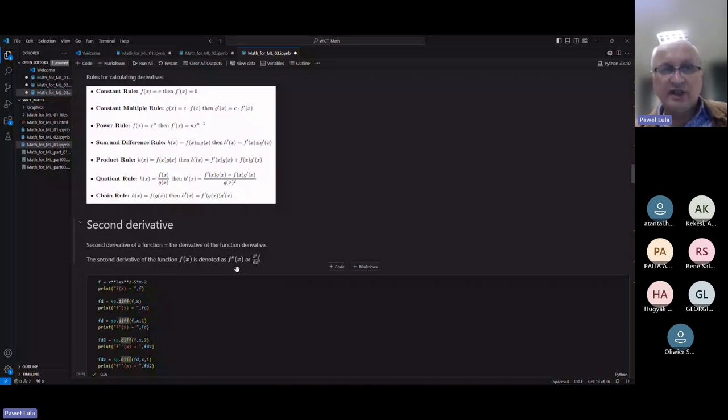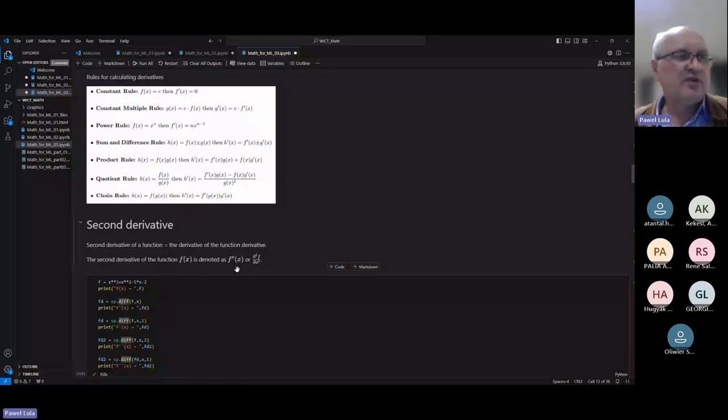So if we want to calculate the second derivative, we can use the same rules which we use for calculating the first derivative, but we should use them to perform operations on the first derivative of the function.